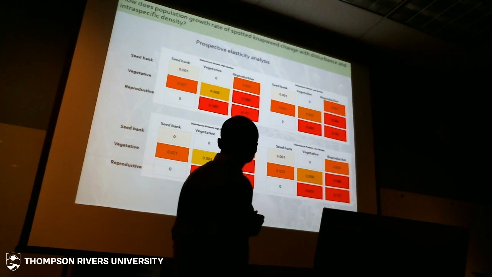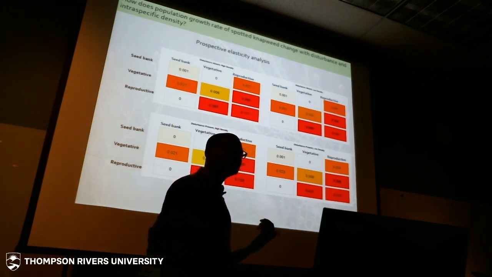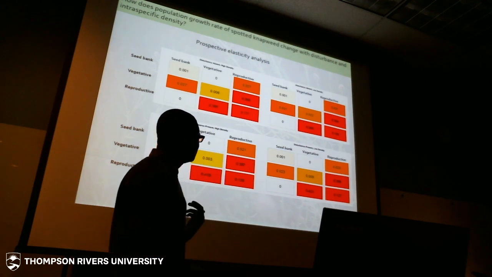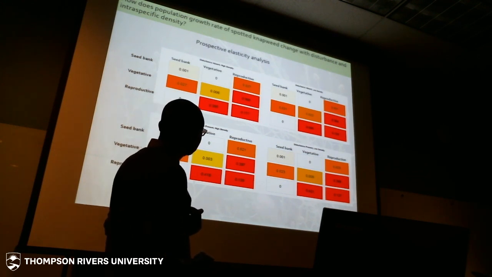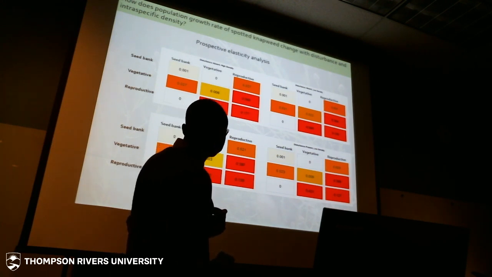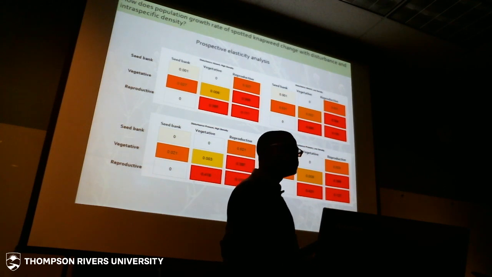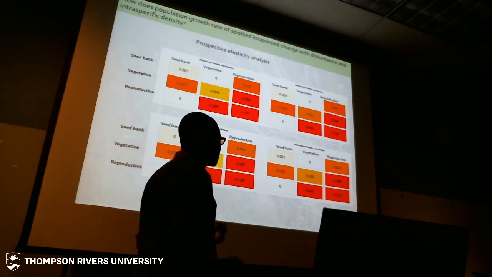So I also did elasticity analysis. What this does is look at which life history stage contributes the most to the population growth rate. And I was wondering if this was going to be different for the different experimental treatments I had. However, I found that in general, the life history stage that impacts the population growth rate the most tended to be the transition from vegetative to reproductive plants. And so this was the highest for all of the treatment conditions I had. The transition from reproductive back to vegetative was also pretty high. And so it seems that these are the two stages that are very important for the establishment of spotted knapweed, regardless of environmental condition.